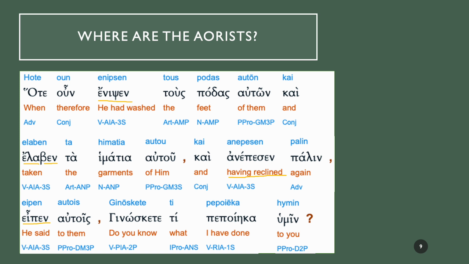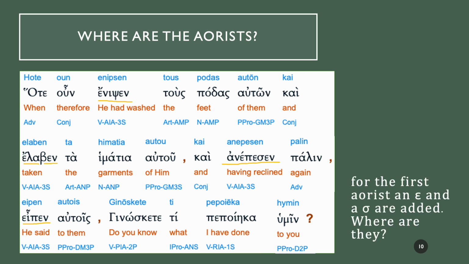So remember, the aorist is usually a past tense verb and a once-off action. So he washed their feet, he had taken the garments and put them back on, and he reclined. In the last line, eipen, he said to them, is also an aorist. So we have 4 aorists there.